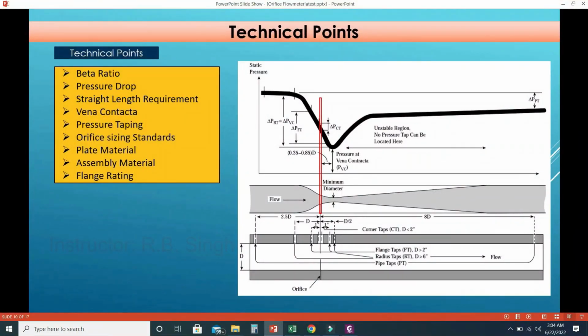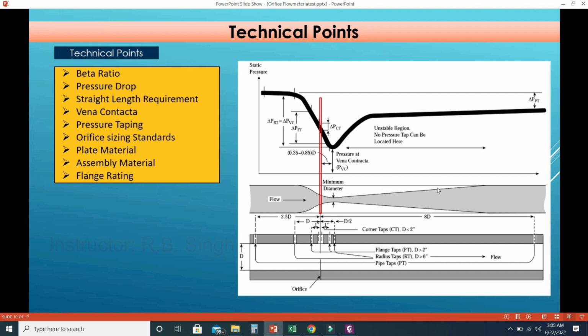Some technical points we need to know whenever we work on an orifice meter: what is beta ratio, what is pressure drop, what is the straight length requirement, what is vena contracta, what is pressure tapping, orifice sizing standards, plate materials, assembly materials and flange rating. So let us discuss beta ratio. Here on the right side you can see a graphical representation.